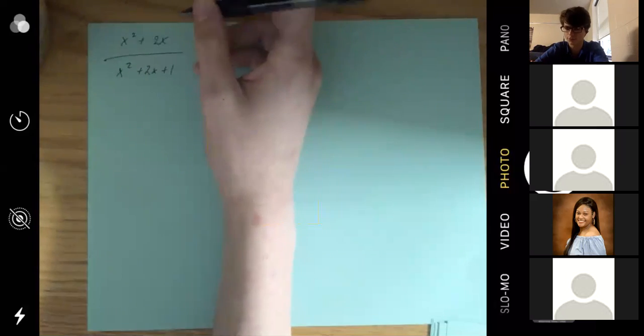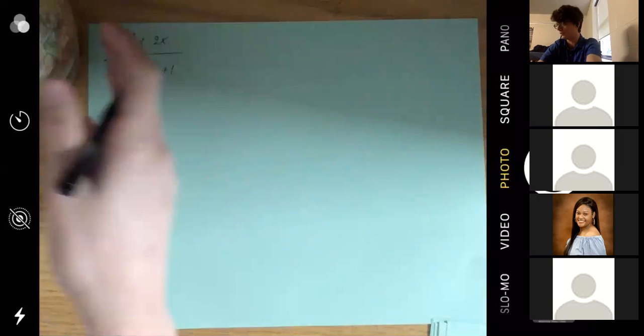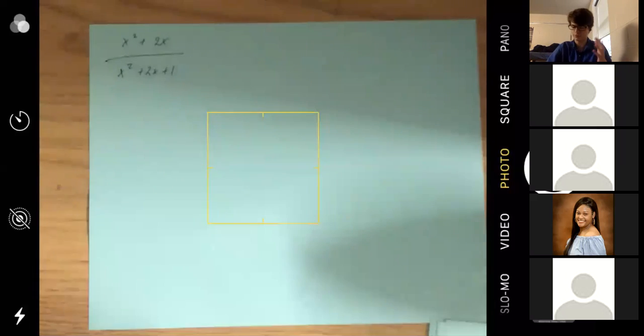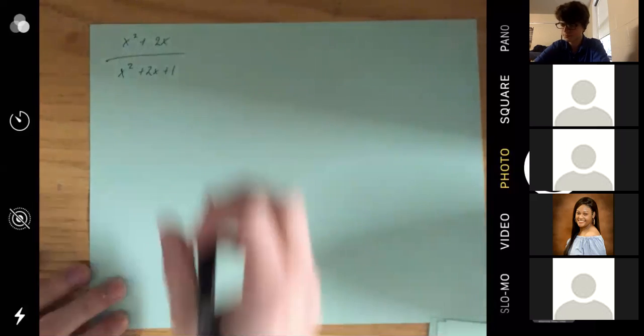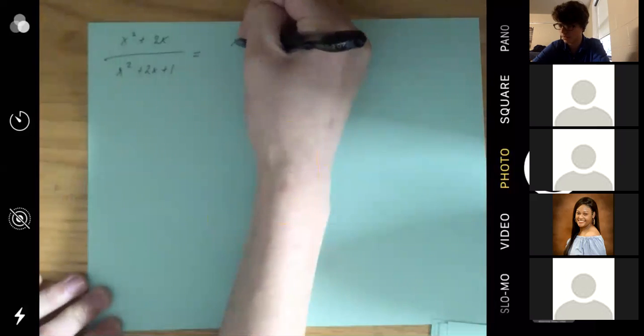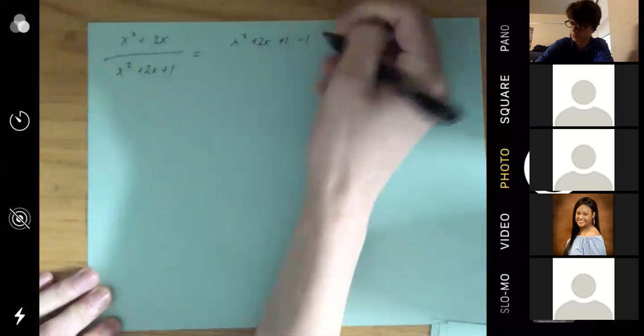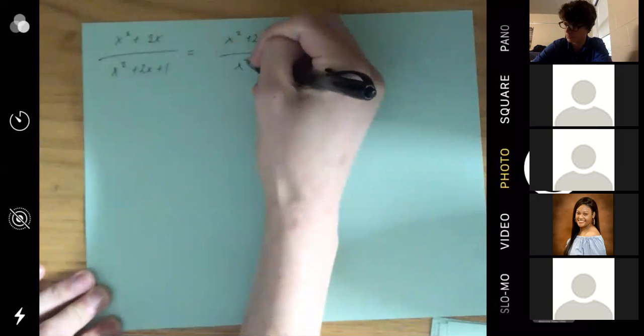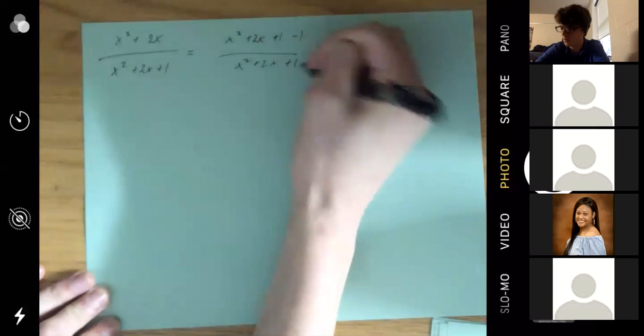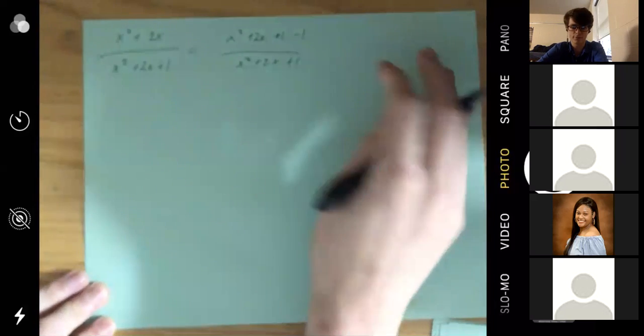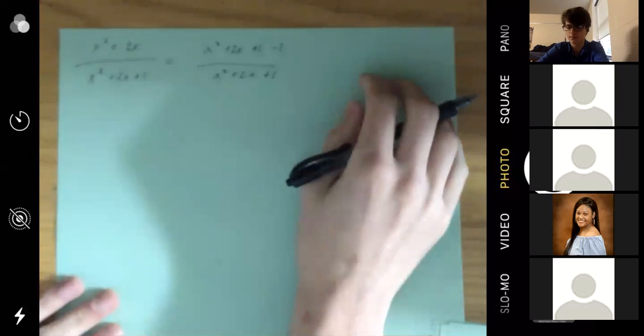So instead of doing an example of polynomial long division, I'm telling you how you can get out of it in some instances, but I'll do other polynomial long division examples too. But I want to mention this because it's kind of cool. I like doing stuff like this. This is equal to x squared plus 2x plus 1 minus 1 over x squared plus 2x plus 1. See, I just added and subtracted 1, so I'm not really changing anything.